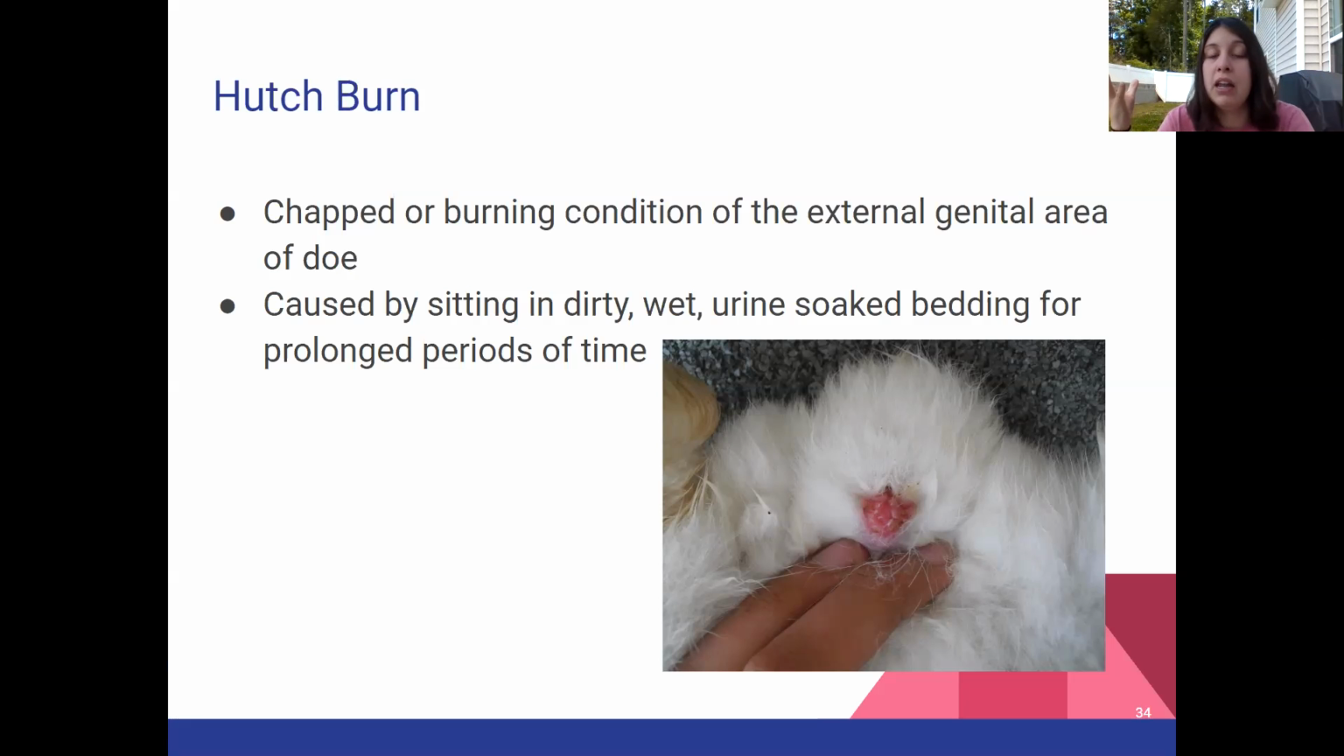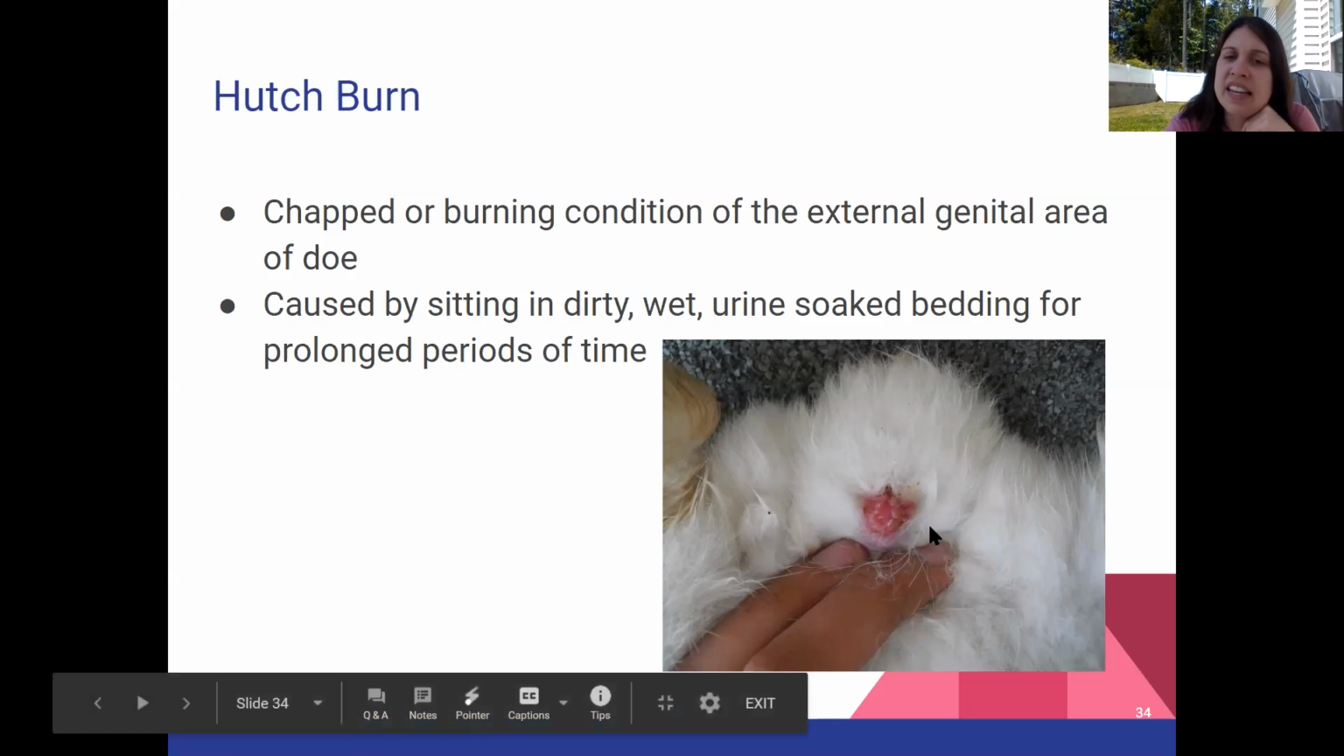Because it was wet, and then all of a sudden you clean out their cage, you're like, oh, you've got a nice dry cage now, and then everything is completely dry, and it causes the skin to get chapped.